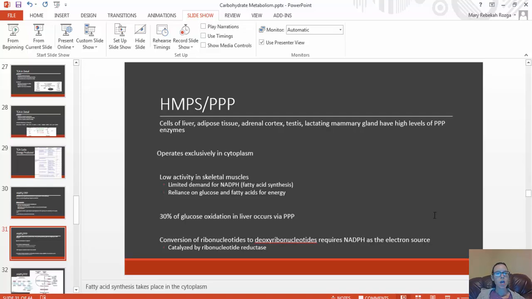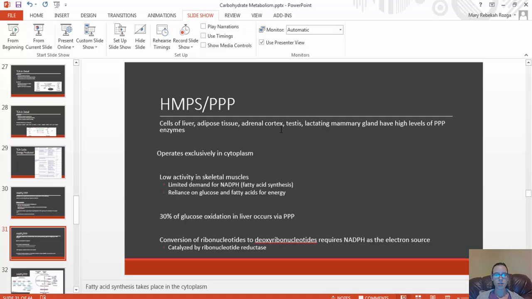Okay, so this pathway, the HMP shunt or pentose phosphate pathway, occurs in the cells of the liver, adipose tissue, adrenal cortex, testes, and lactating mammary glands. This really makes sense when we think about what this pathway is doing. It's producing NADPH that is ultimately going to lead to fatty acid and steroid synthesis, okay?